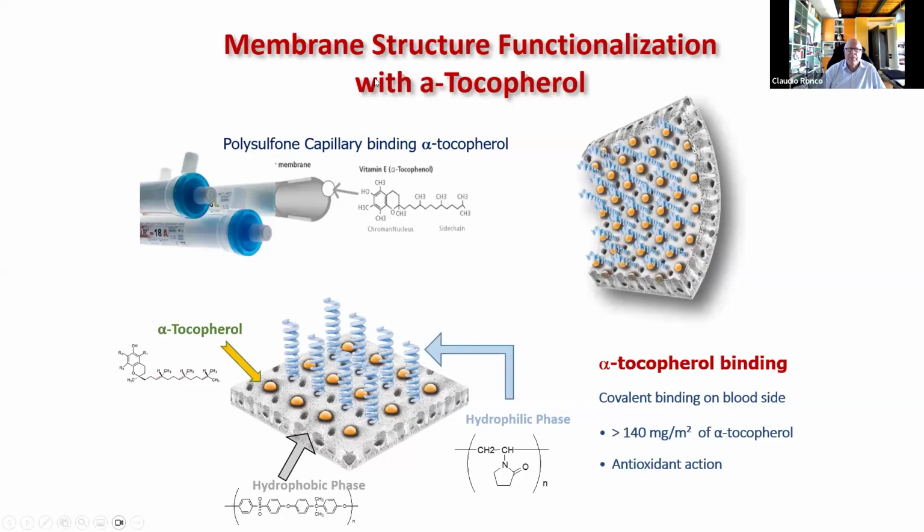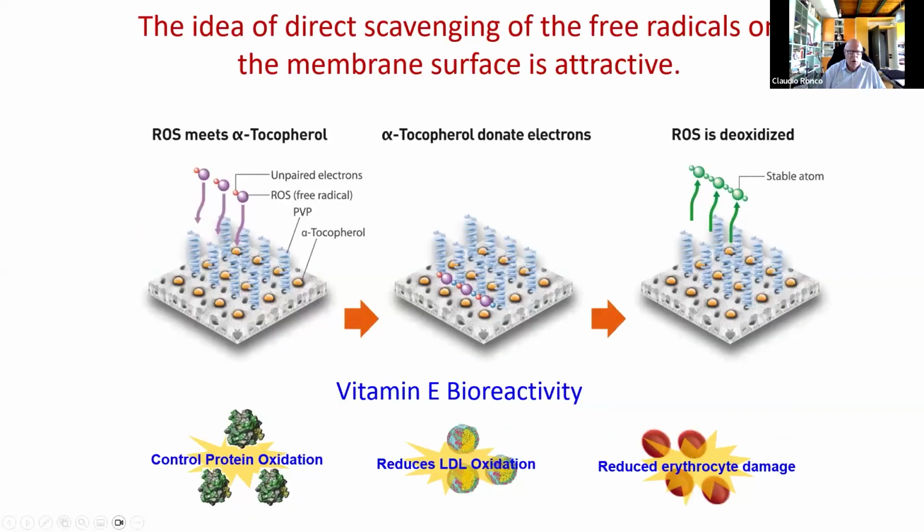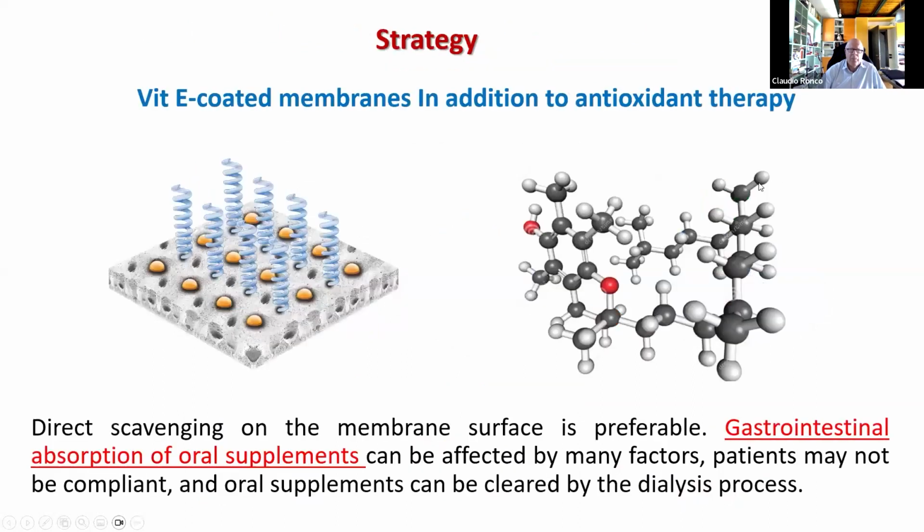This is the case, for example, of membrane structure functionalization with alpha tocopherol. The surface of the membrane is functionalized with vitamin E that may lead to a specific action in terms of bioreactivity, control of protein oxidation, reduction of LDL oxidation, reduction of erythrocyte damage due to oxidant stress, and reactive oxidant species are deoxidized. In this case, the addition of vitamin E to the membrane somehow offers a further option to a very antioxidant therapy, which is preferable because it acts exactly at the point in which normally reactive oxygen species are generated.